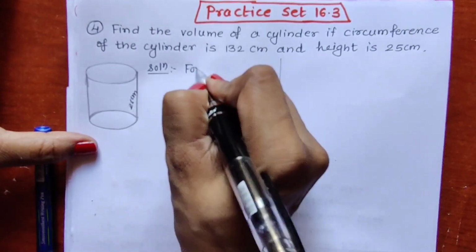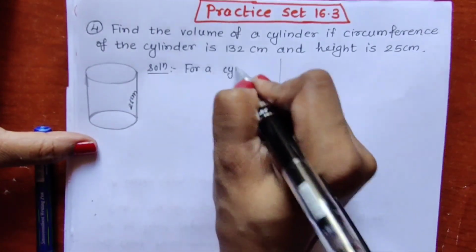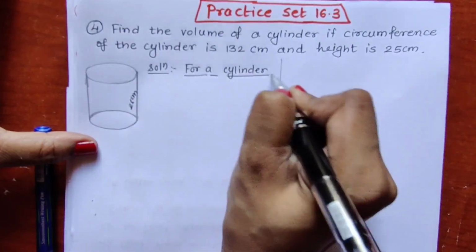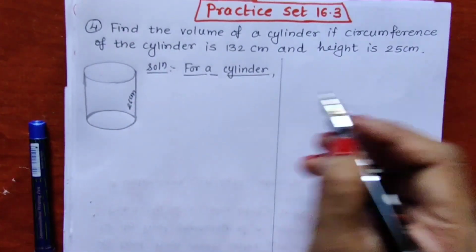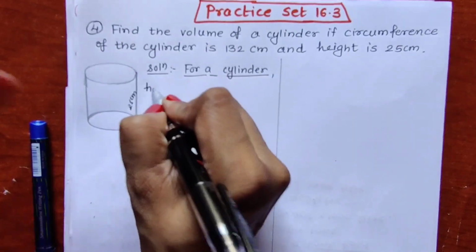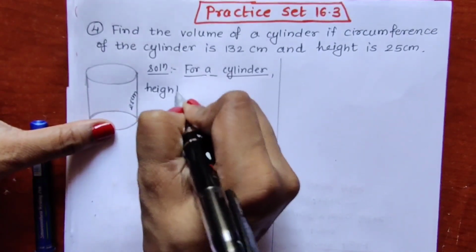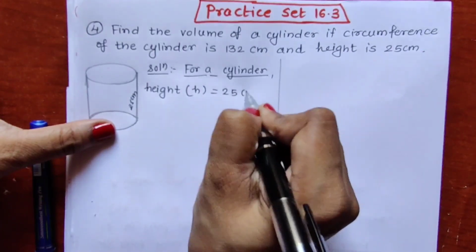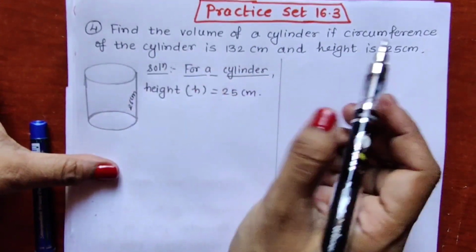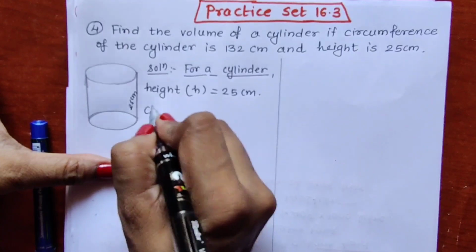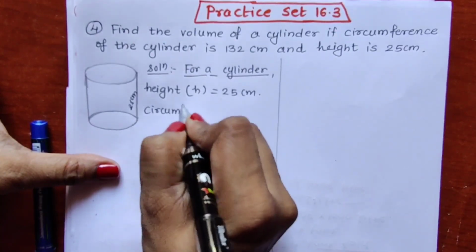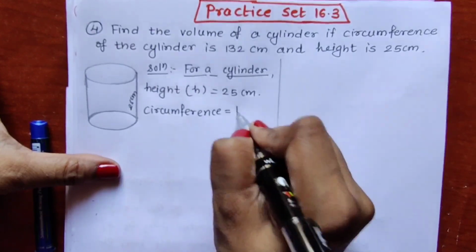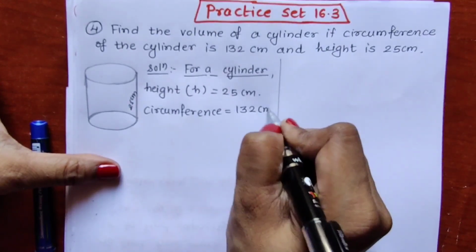For a cylinder, height is 25 cm. So I write height H is equal to 25 cm. And what is given to us? Circumference. Circumference is equal to 132 centimeter.